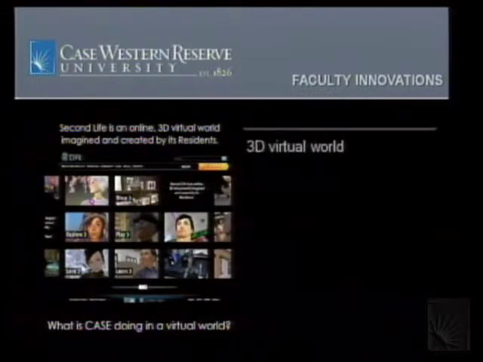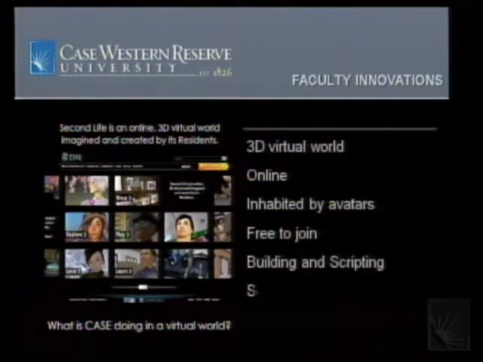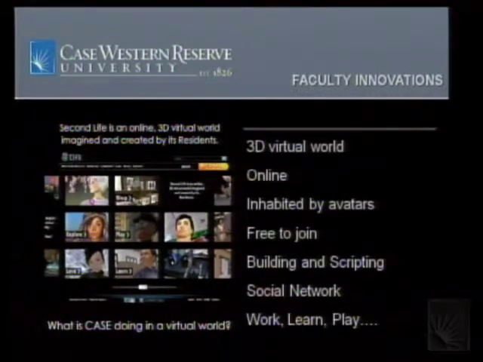Okay, so what is Second Life? Just in case you don't know, I just have a few little things here. It's a 3D virtual world. You can get to it online. It's free. Last time I looked, there were about 15 million avatar residents in there from all over the world. They have their own building engine and their own scripting language, so you can go in there and create just about anything that you think of. So your imagination is really the limit.